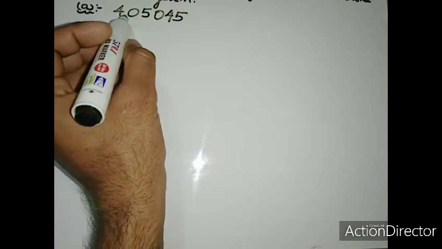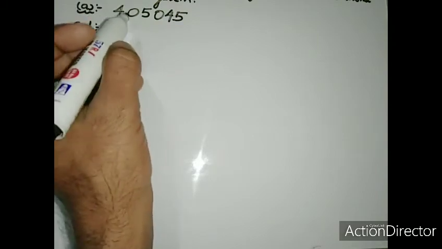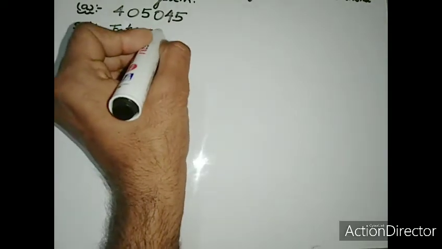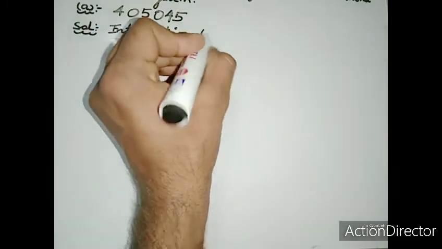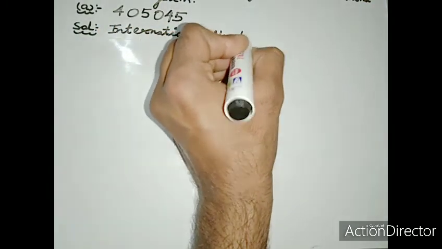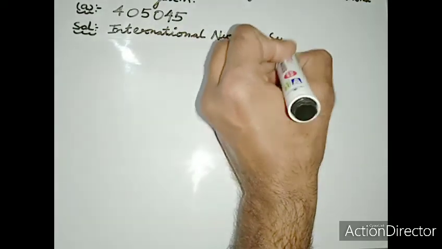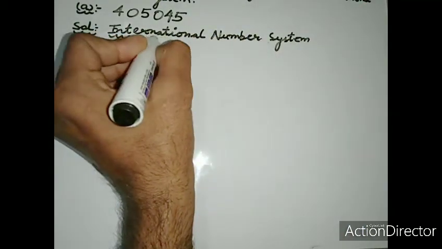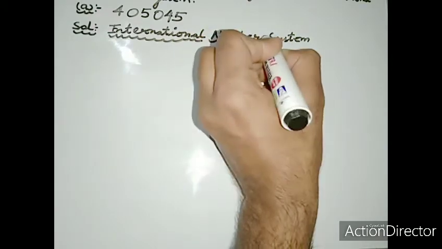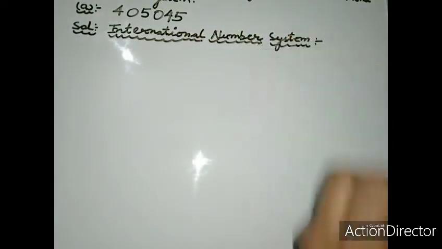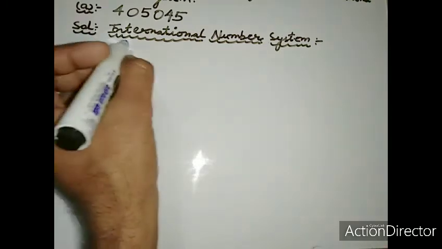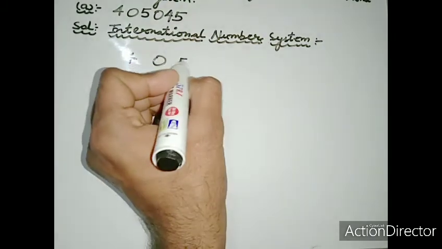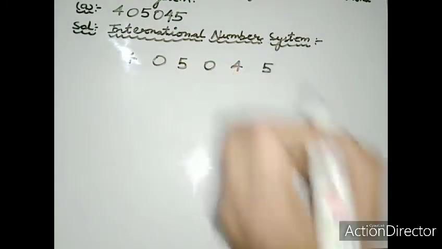Now we write the standard form, word form and expanded form of the number in the international number system. International number system. Okay students, now first we write this number here, 405045.